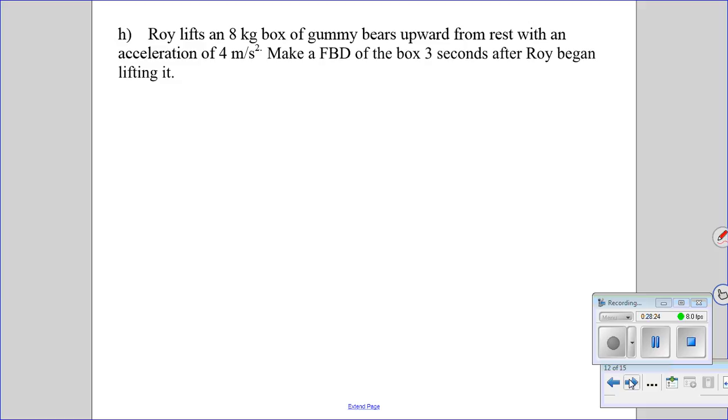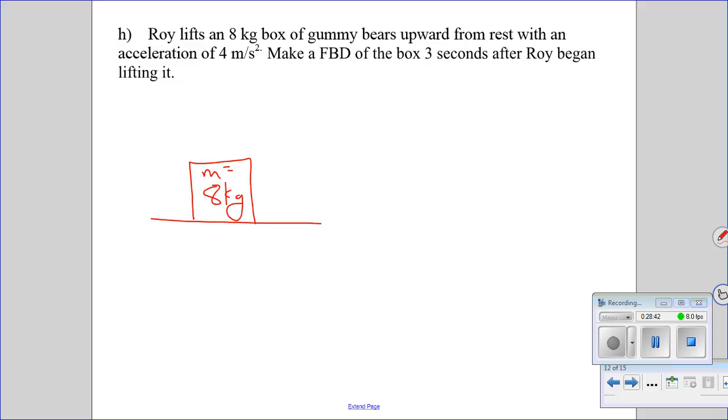Okay, so here we go. So this one, Roy is lifting a box of gummy bears. So we've moved on from dogs, we're on to candy. So here's the floor. Here's the box of gummy bears. There are 8 kilograms. If you care, that's a little more than 16 pounds worth of gummy bears. 17 pounds of gummy bears.